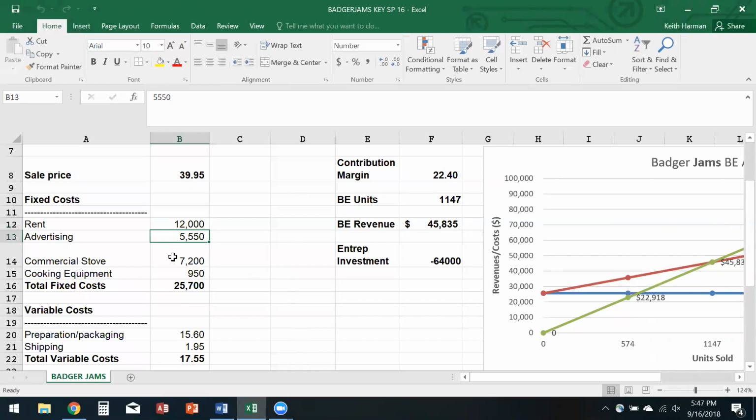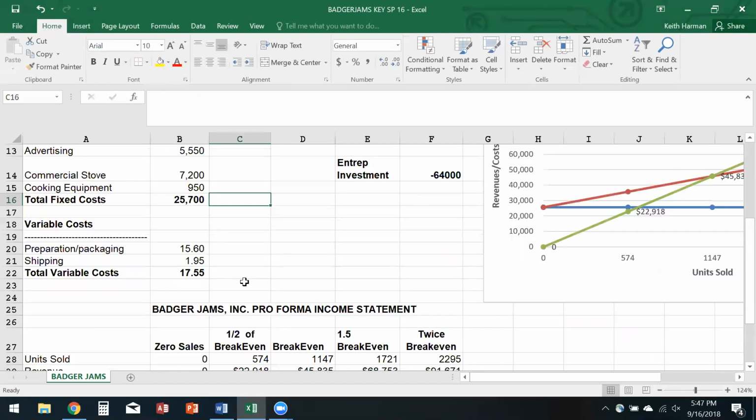And then here's a commercial stove. They're going to make other jams. And then we have cooking equipment. And so the total fixed costs is all of those. Okay, now we've got $25,700. That's our total fixed cost. Then we're going to come down to the variable cost.